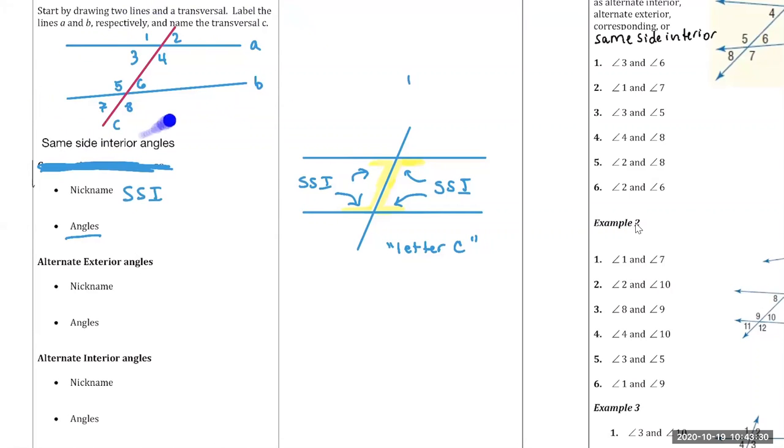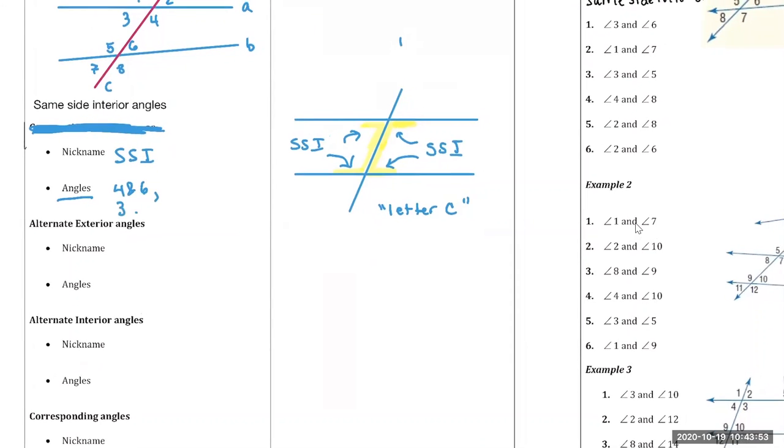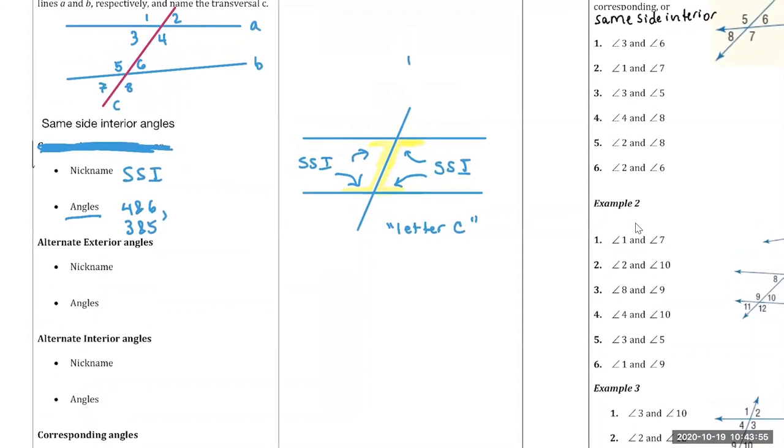Good. When you're looking at it, remember it's on the same side of your transversal. This is your transversal, so it has to be on the same side of it. The majority of you have it correct, which is 4 and 6 is one of them. So go ahead and list 4 and 6, and then a comma to say there's another set, and that would be 3 and 5.